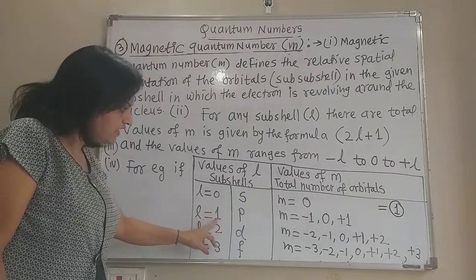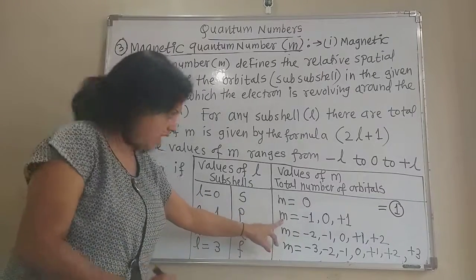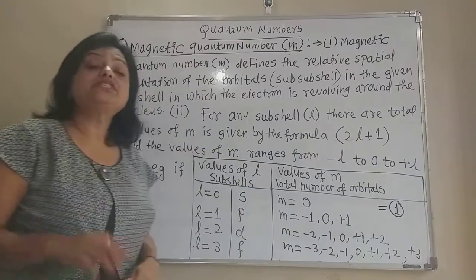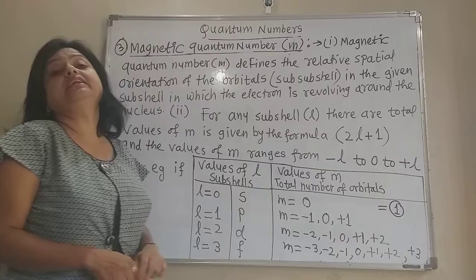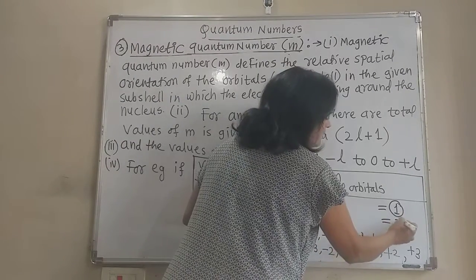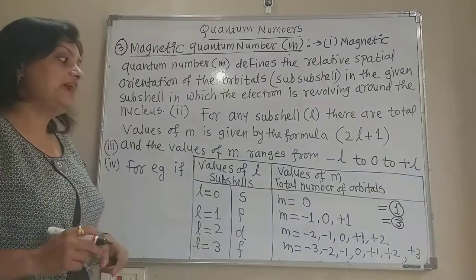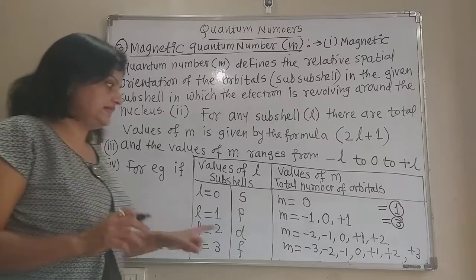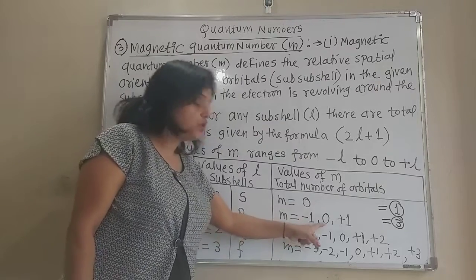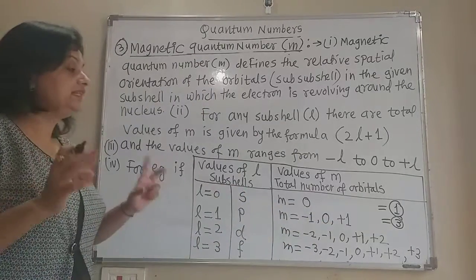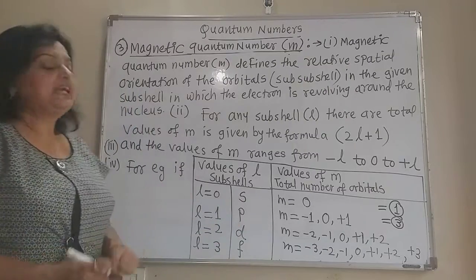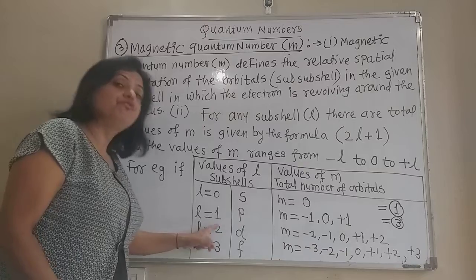If L is equal to 1, then the values of M are minus 1, 0, plus 1. That means in the P subshell there are 3 orbitals in total, and the values of those orbitals, that is the values of the magnetic quantum number, are minus 1, 0 and plus 1. But totally there are 3 orbitals in the P subshell having L equal to 1.